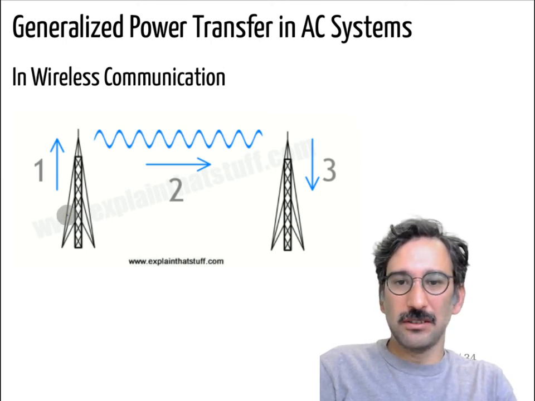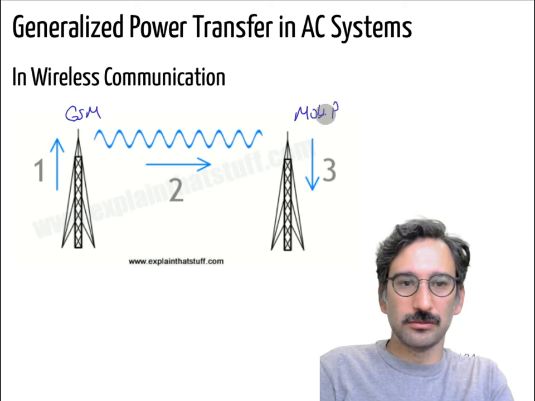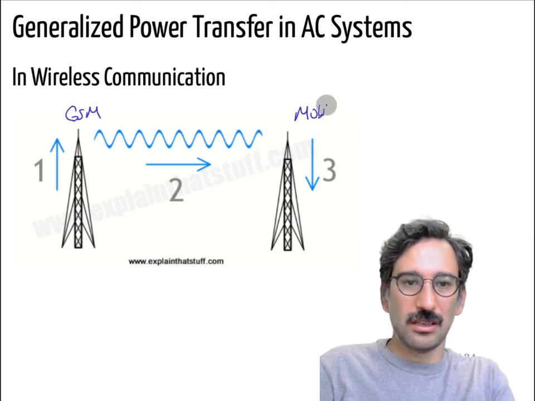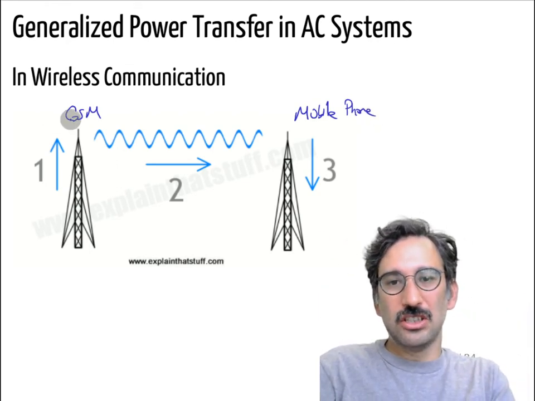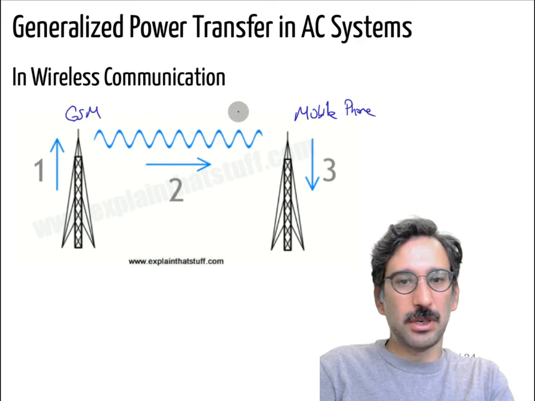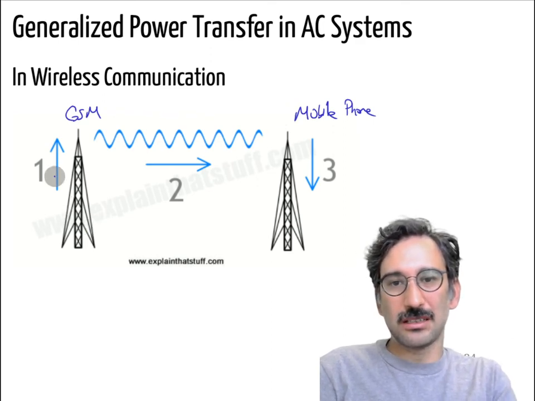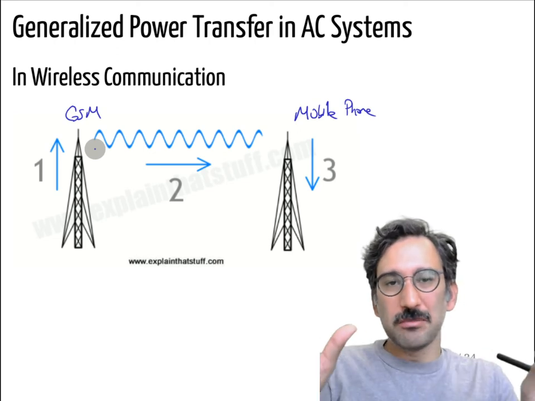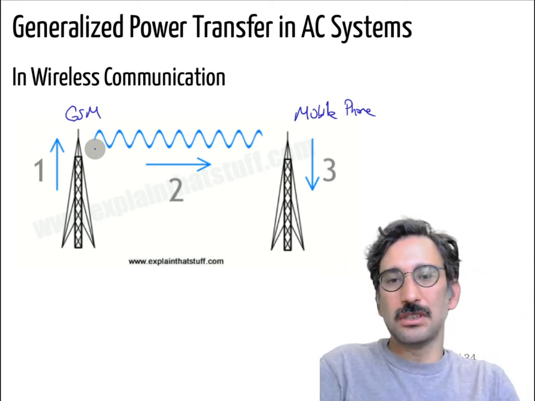For example, if this is your GSM tower, and let's say that is the antenna of your mobile phone, of course there's a bidirectional power flow, but assume GSM is transmitting power to your mobile phone, so it's transmitting information.